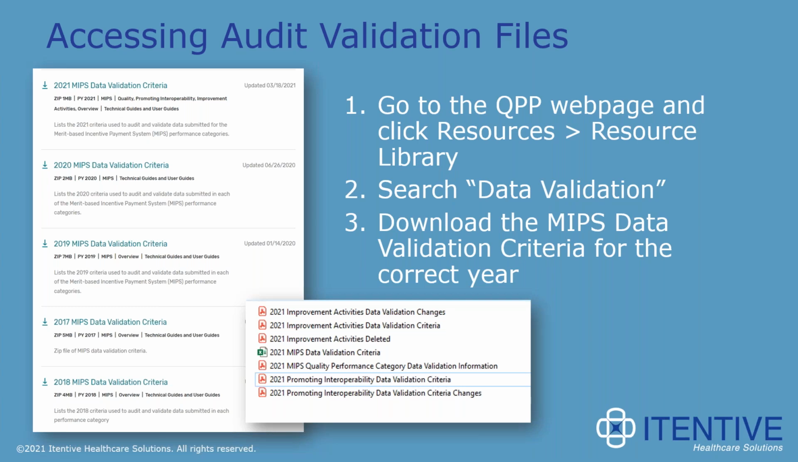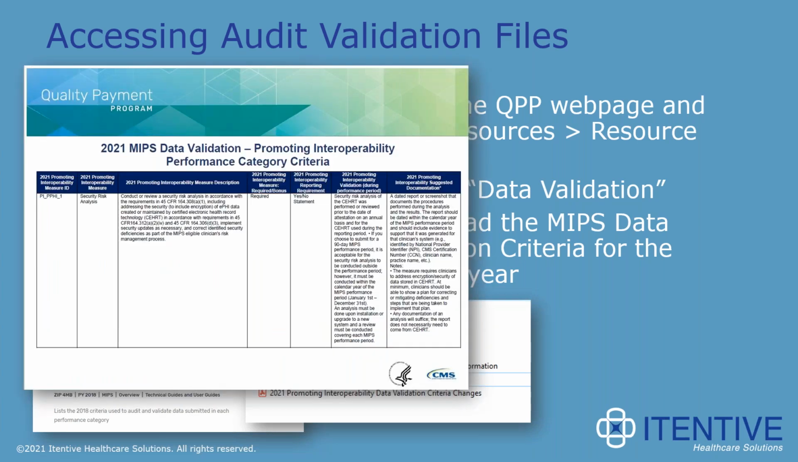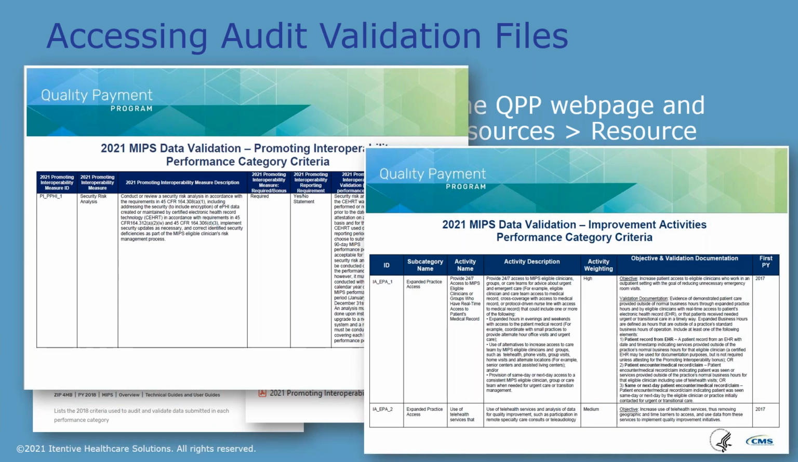And you can see here, let me pull this up, I had some animations. You can see here the PI file and then the improvement activity examples. So if you look at the improvement activity, here's this 24/7 access. And you can specifically see what the auditor would want. So under that validation documentation, they're looking for a patient record from the EHR with a date and timestamp indicating services provided outside of your normal business hours.